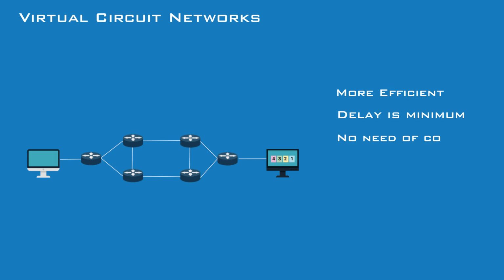There is no need to provide complete addressing information in the header for each packet, since the packets are not routed individually. Only a small number, the VCI, is required in each packet. That means each packet contains less overhead compared to datagram networks.